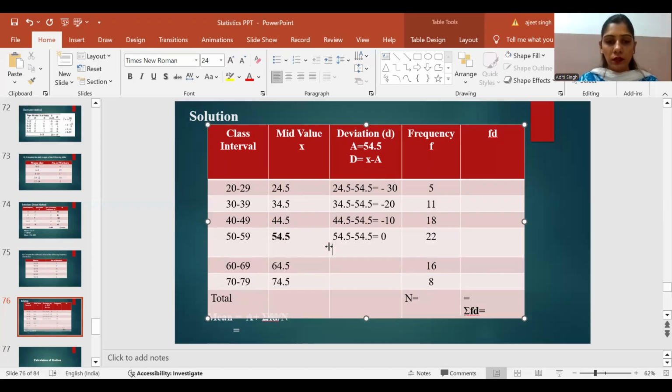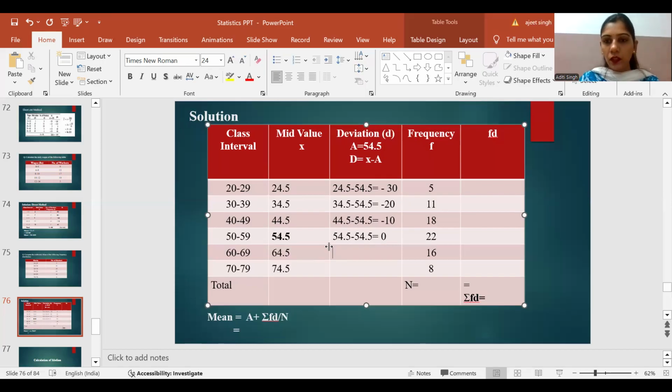Now in the next one, 64.5 minus 54.5. So now the assumed mean value is lesser than the x value. Okay, so x value is greater than the assumed mean value. So in this case, we have to subtract the value of assumed mean from the x value. So in this, your answer will come in plus 10. Okay, understood?